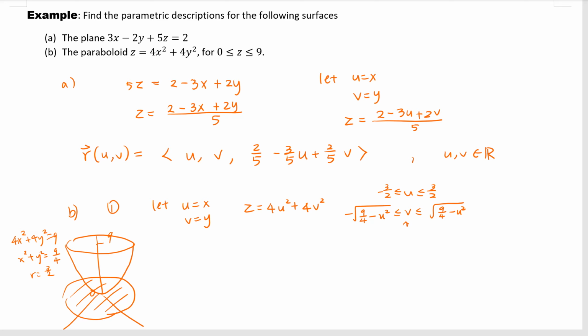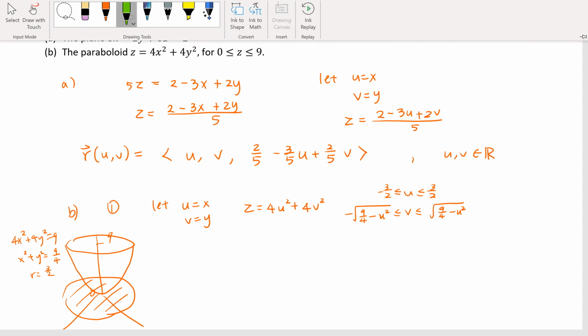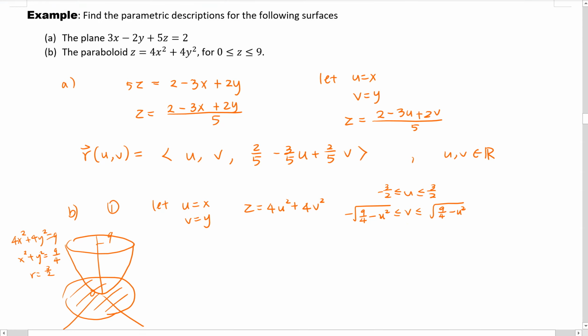So this parameterization is not so good. Let's look at another one. In order to make calculation easy for us, it's better to have u and v between two constants. Then we have a rectangle in the uv plane. So second, think about it: 4x squared and 4y squared looks like a circle, right? Then we can try to use cylindrical coordinates for it.